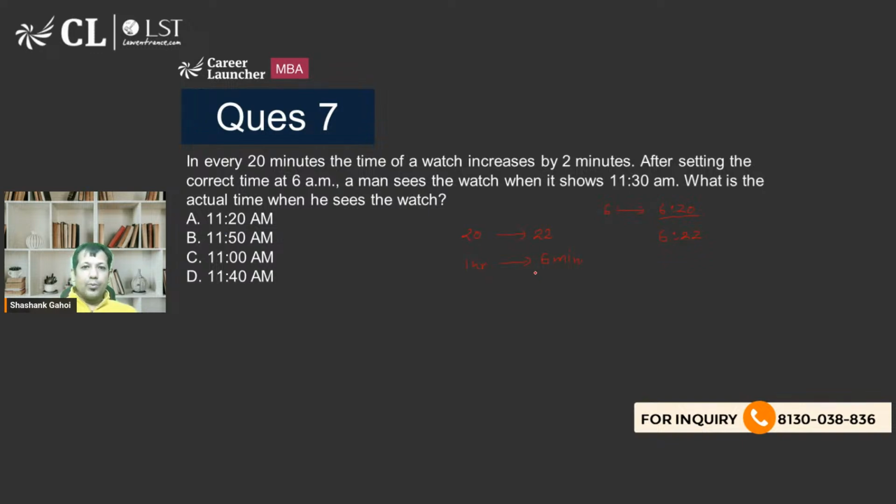Okay. So basically, at 6 o'clock, what is the deviation? 0. Okay. So first of all, if the clock is showing 6:22, the actual time is 6:20, right? So the clock is showing more time, right? The actual time should be less than 11:30, right? So this option is rejected, this option is rejected. Now after 6, if I am talking about 10 o'clock, so in 4 hours the clock is going to gain how much time? The clock is going to gain 24 minutes, right?